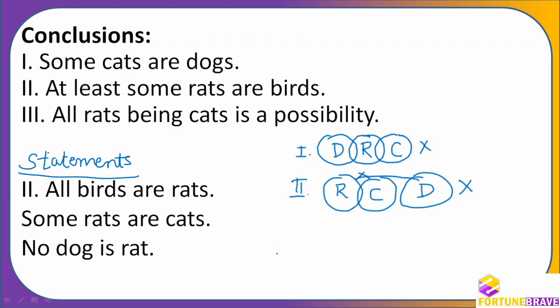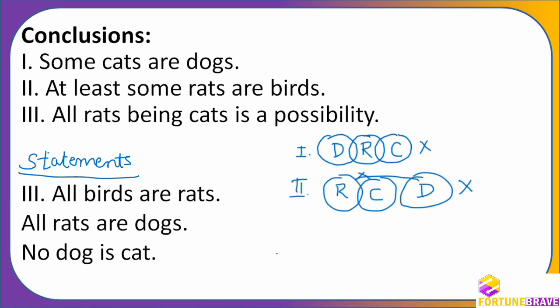Let us now see the third option. The third option is this: all birds are rats. Before we go to the third, let us see what we need to see. What is that? Cats and dogs. So, no dog is cat. Here is the dog and here is the cat, and therefore no dog is cat will not be possible. Why? Because if no dog is cat, then some cats are dogs. This question will never arise.